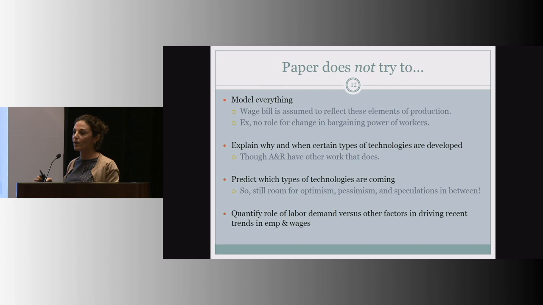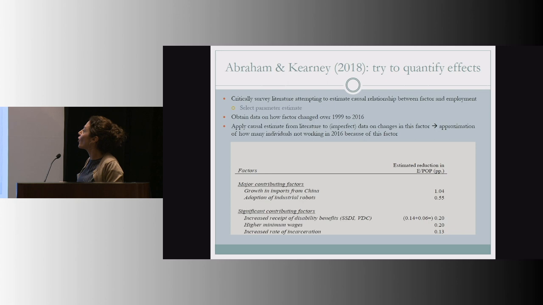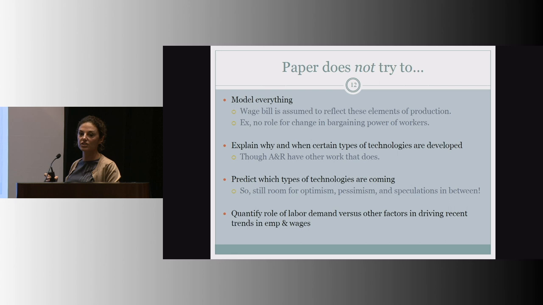Okay, can I take one more minute? Okay, thanks. So the other thing the paper doesn't do is try to explain why and when certain types of technologies are developed, though the authors have other work that does that. And the paper doesn't try to predict which types of technologies are coming, and this framework isn't really set up for that. So we could still have plenty of room for optimism, pessimism, and everything in between. And then as I mentioned, related to the fact it doesn't try to model everything, it doesn't really help us answer the question of what's been driving the decline in employment.